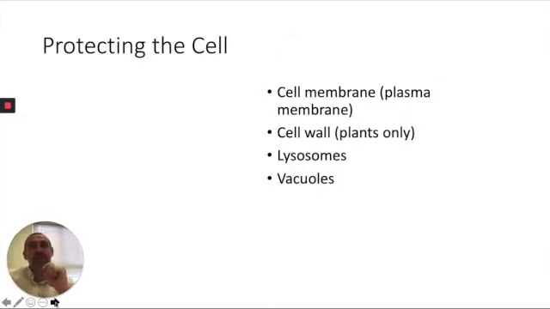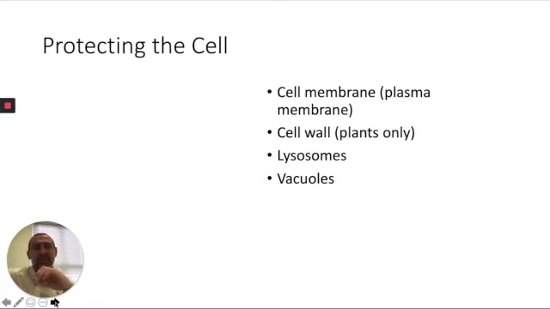Here are some organelles involved in protecting the cell. The cell membrane separates the cell from the external environment. The cell wall, which you only find in plant cells, gives that cell shape and protects it, again, from external things. Lysosomes are small sacs inside of a cell. They contain digestive enzymes to help break down worn-out cell parts, break down invading bacteria, break down all kinds of things that might enter the cell, toxins and things like that.